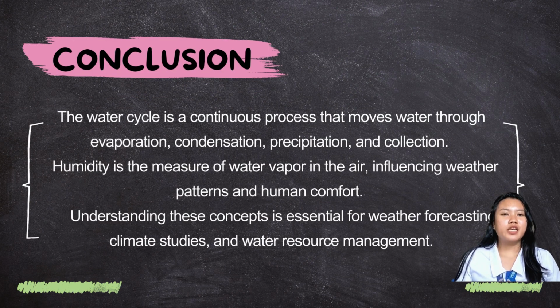Conclusion. To summarize the topic of Lesson 4.1, the water cycle is a continuous process that moves water through evaporation, condensation, precipitation, and collection. Humidity is the measure of water vapor in the air, influencing weather patterns and human comfort. Understanding this concept is essential for weather forecasting, climate studies, and water resource management.